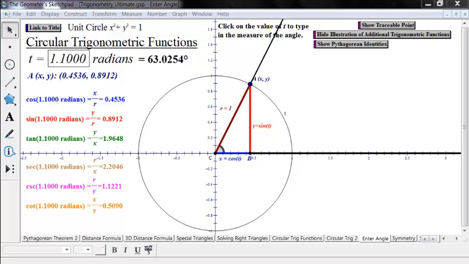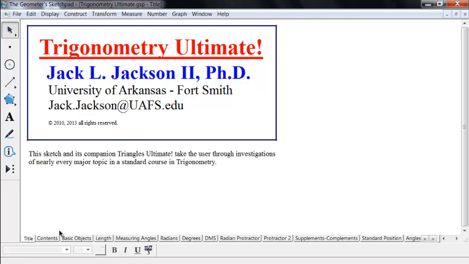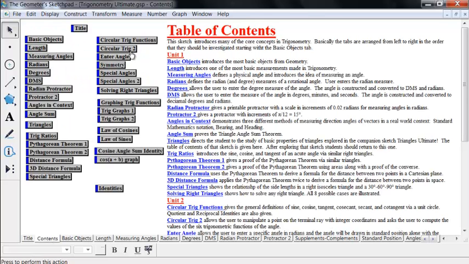In this video we're going to see how to visualize all 6 of the trigonometric functions with some simple constructions based on the unit circle. And for this video I'm going to be using my Sketchpad sketch Trigonometry Ultimate, and when you go to contents we're going to go to this one that says Inner Angle.